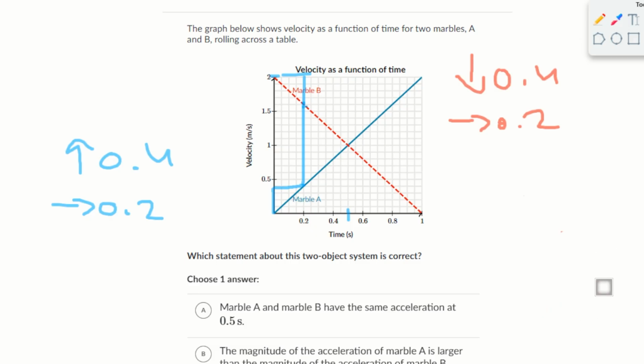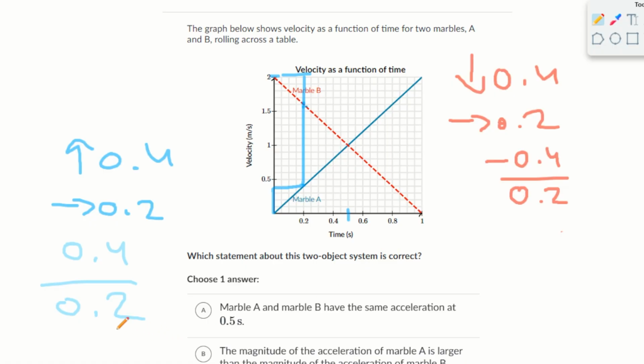So for marble B, it's going to be negative 0.4 over 0.2. And for marble A, it's going to be 0.4 over 0.2. We could simplify these, but just looking at these two fractions, we can tell that they have the same numbers, 0.4 over 0.2, but the direction is different. This one is positive, and this one is negative. So since this is negative and this one is positive, we can automatically say that these are not the same.